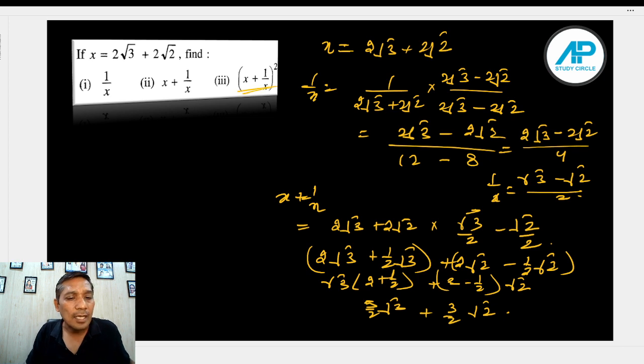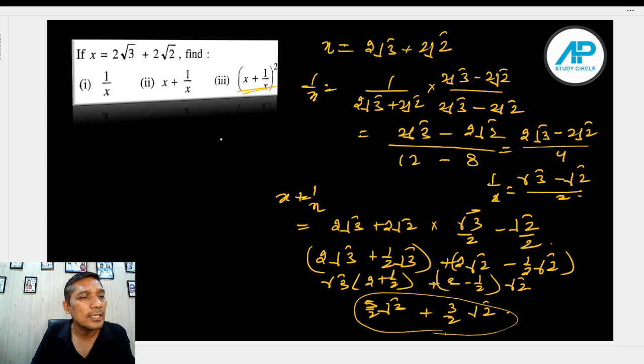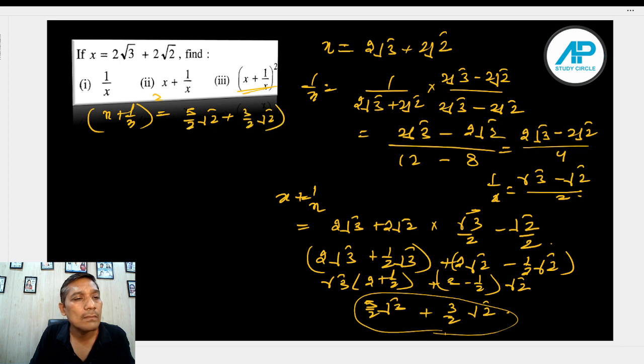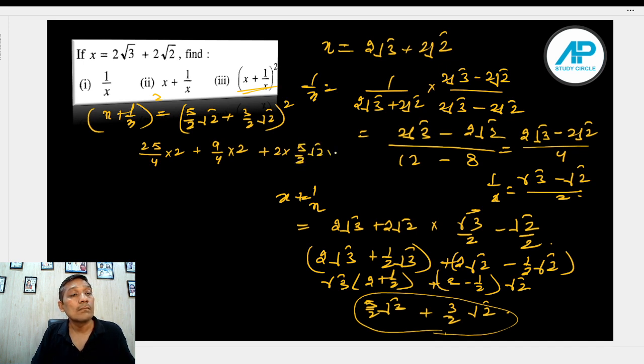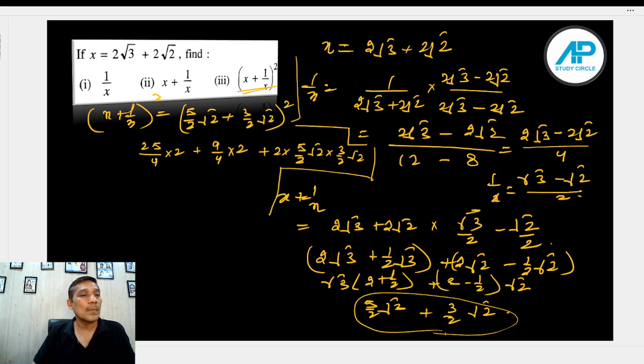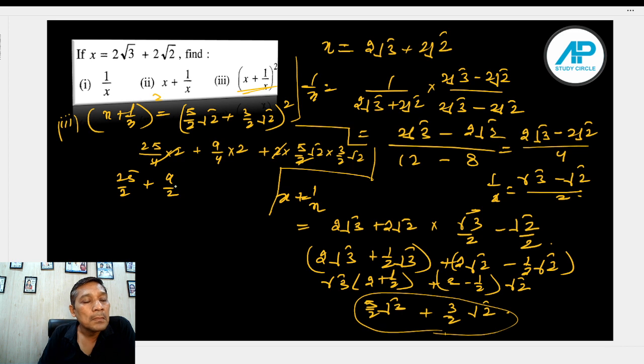And then in the last part you have to square this binomial number. I can do it here, I guess. So x plus 1 upon x whole square. I'm solving question's third part. So what will it give me? 25 by 2, 9 by 2, and this 2 and 2 are also cancelled. So I got 15. Interesting answer.